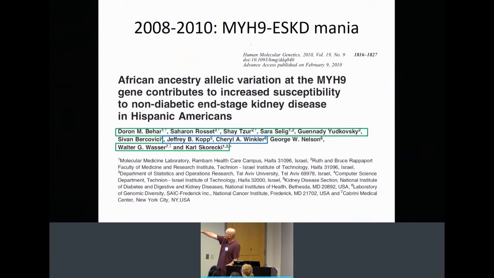So this specific paper is about a not very interesting fact: that the same effect that we see in African Americans replicates in Hispanic Americans, and Hispanic Americans have a much lower but non-0% of African ancestry. So you can actually find the same mutations in MYH9 in lower prevalence, and see that they are actually associated with end-stage kidney disease in Hispanics as well as African Americans. Not very interesting and very expected.